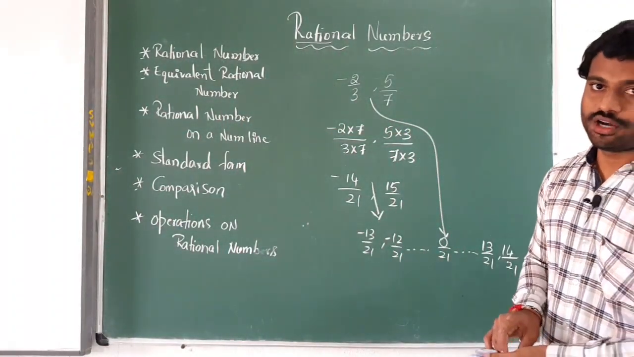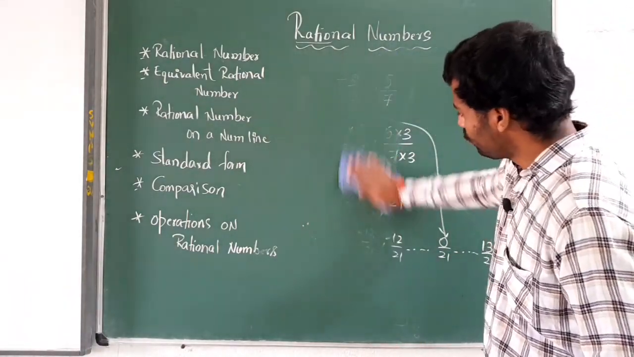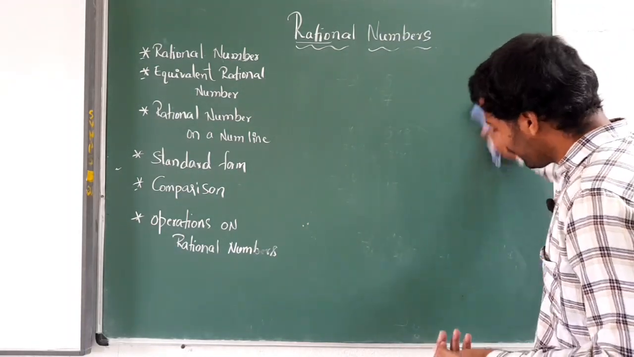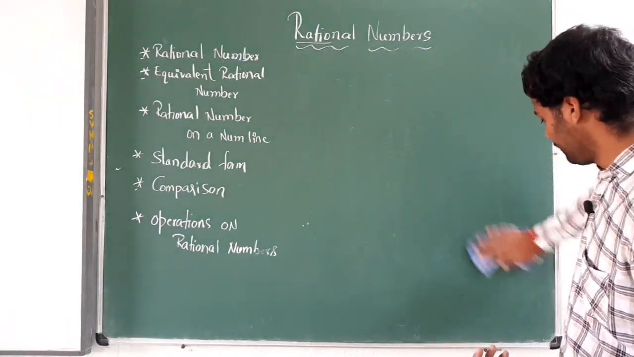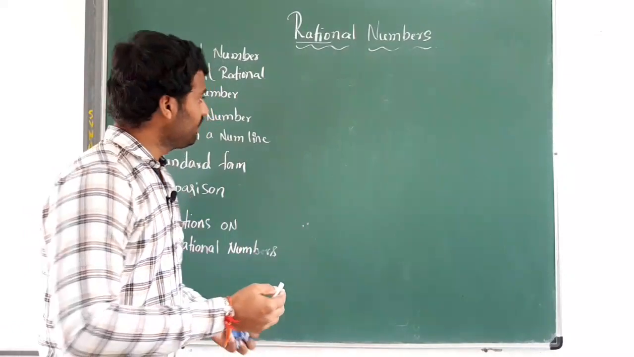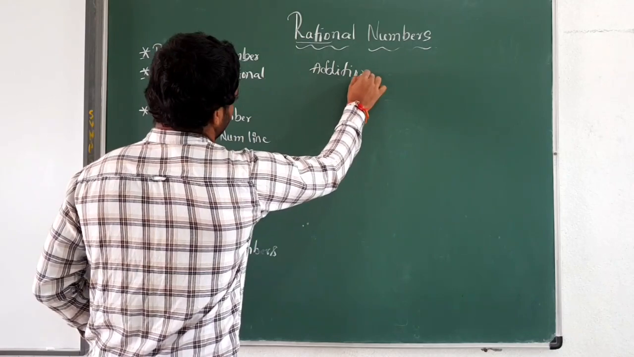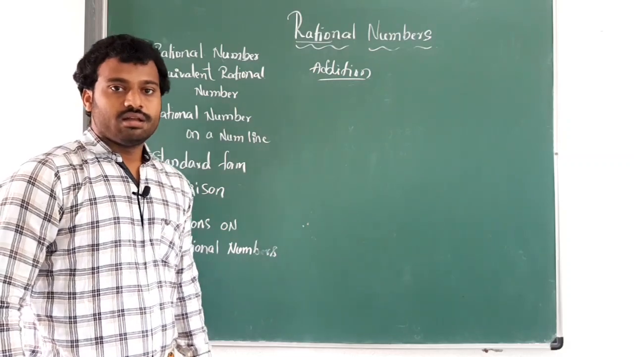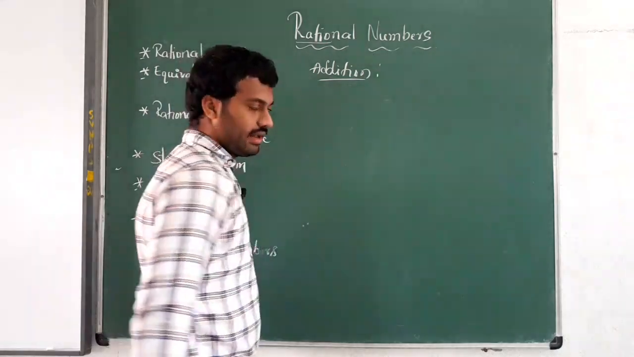Operations means, as I said already, addition. How to add two rational numbers, how to subtract two rational numbers, how to multiply two rational numbers, and then how to divide two rational numbers. Is it clear? So in the operations, first I will go with addition. If any two rational numbers are there, how to add those two rational numbers? Addition.